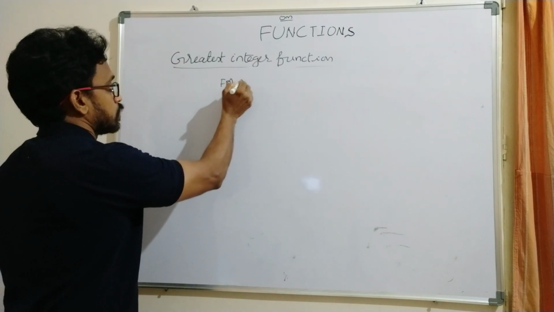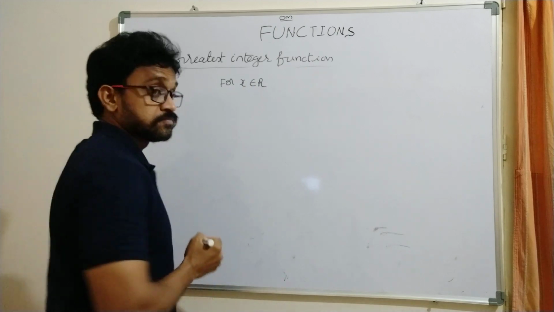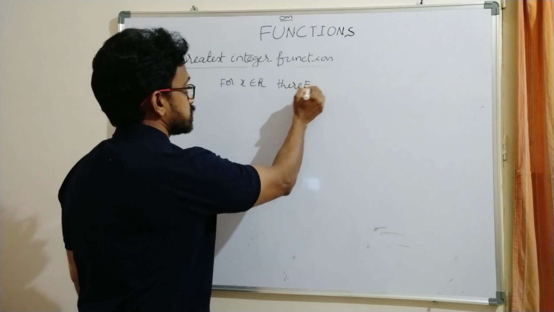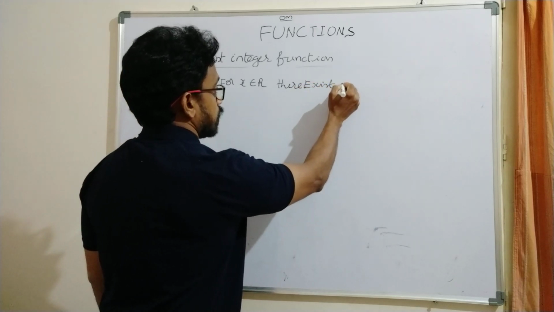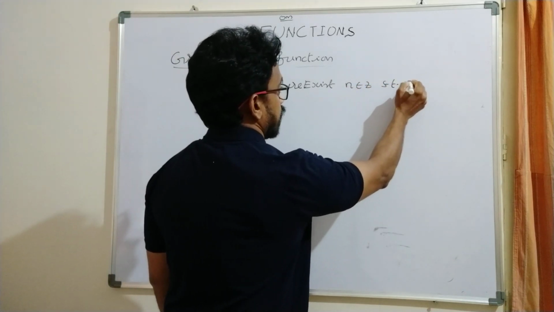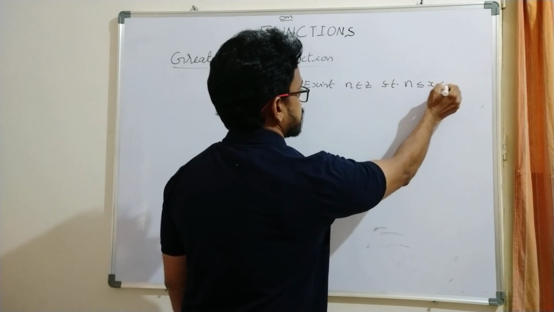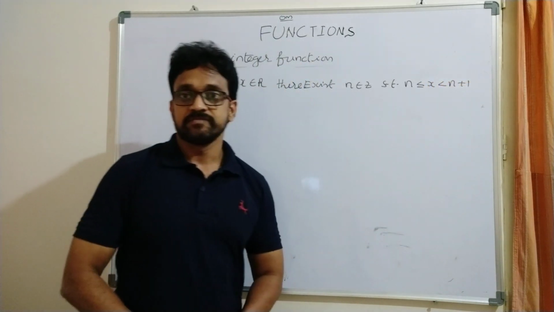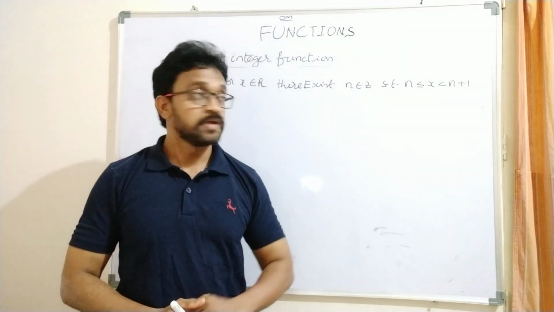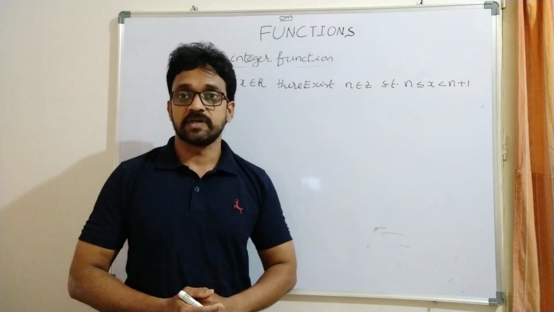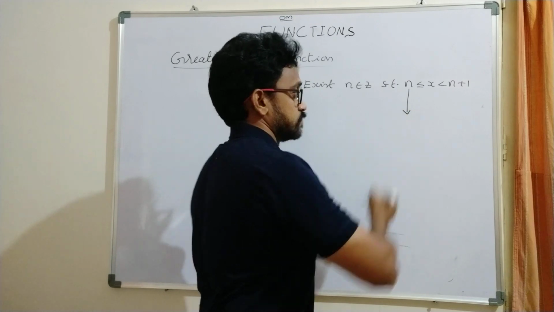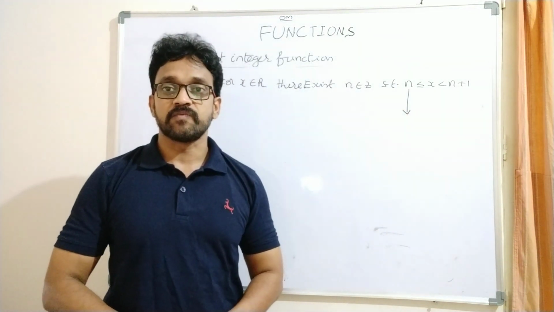For x belongs to R, x is any real number, and there exists n belongs to Z such that n is less than or equal to x less than n plus 1. X is any real number and n belongs to Z, which satisfies this condition, n less than or equal to x less than n plus 1. Then this n is called the greatest integer of x.